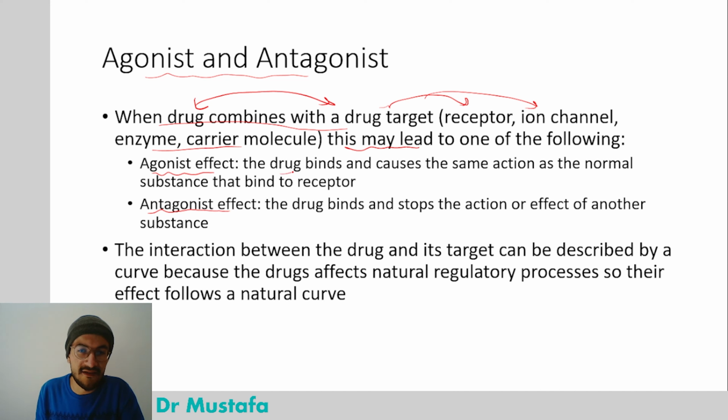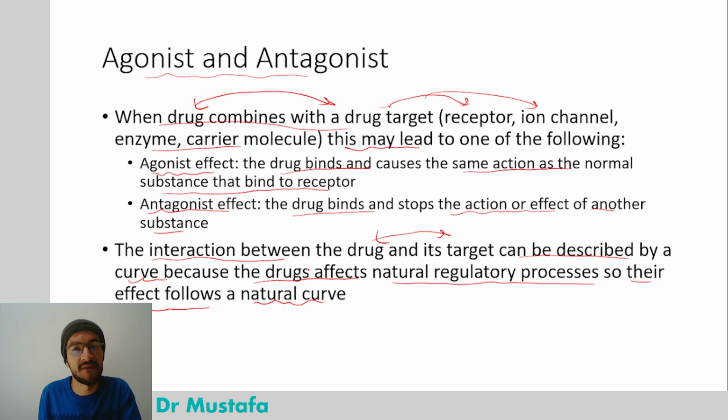Now the agonist effect is the drug binds and causes the same action as the normal substance that binds to the receptor. So we get the same action as the normal substance. In the antagonist effect, the drug binds and stops the action or effect of another substance. So the drug binds to the receptor and stops the action of the normal substance. So we have agonist and antagonist. Now the interaction between the drug and its target can be described by a curve, because the drug effect affects natural regulatory processes, so their effect follows a natural curve.